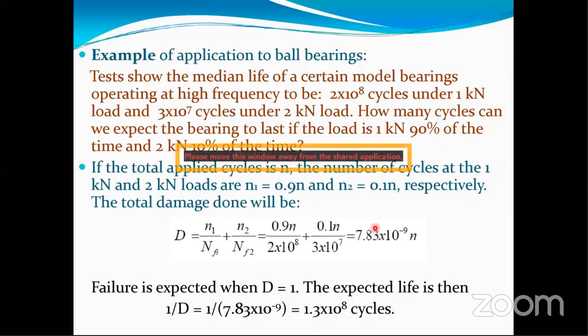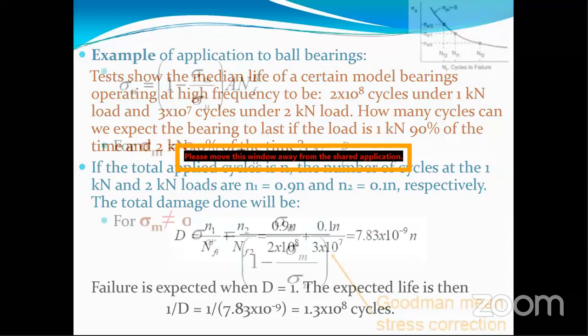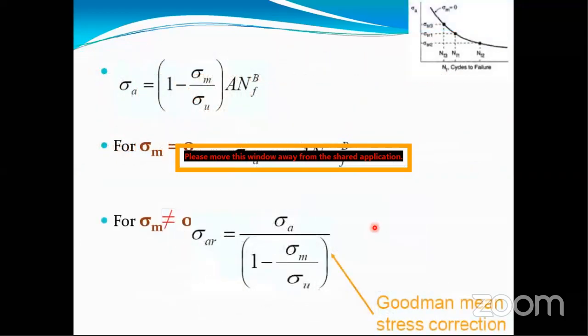So in this example, we have considered the percentage time of operation of the particular load. Let us move on to the next example, where we will consider the mean stress effects also, in terms of Goodman correction. We'll use Goodman correction in the next example.